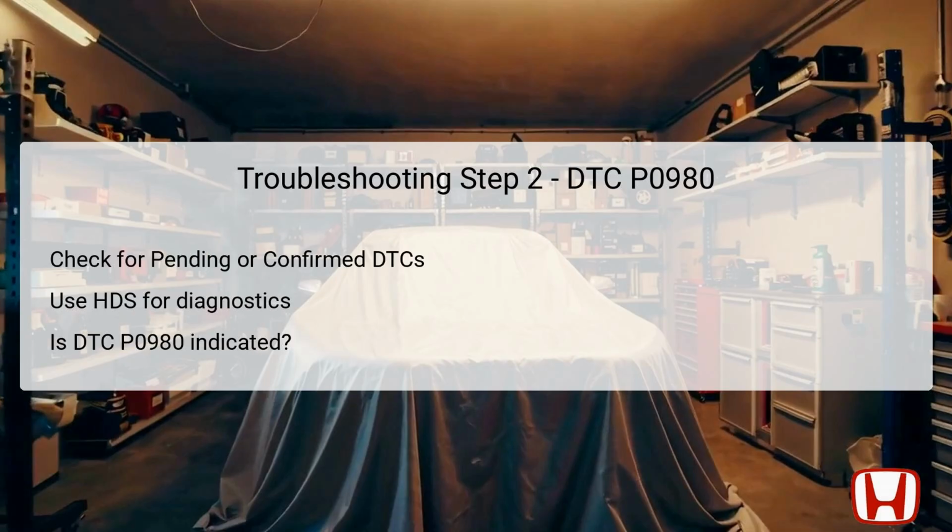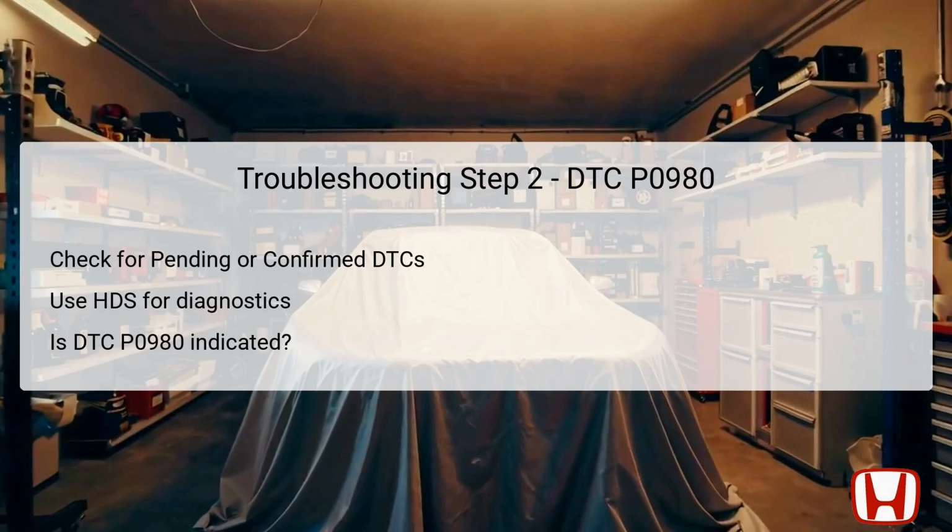The second troubleshooting step involves using the Honda Diagnostic System, HDS, to check for any pending or confirmed DTCs once the engine is running. This diagnostic review will reveal if DTC P0980 is still present in the system. The presence of this code after previous clearing may indicate a persistent issue that requires further investigation. Technicians utilize the HDS to probe deeper into the system's electronics and gather real-time data indicative of the transmission's performance.